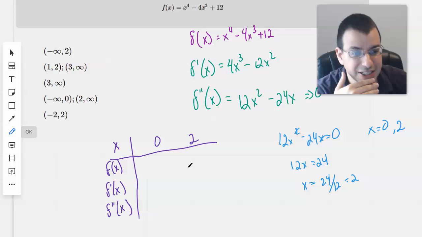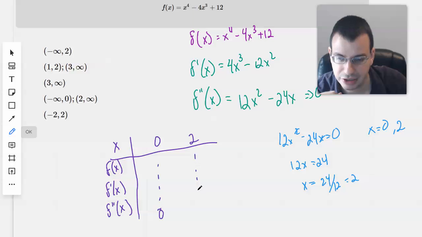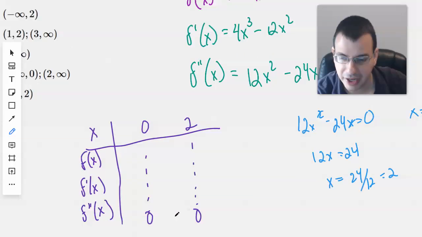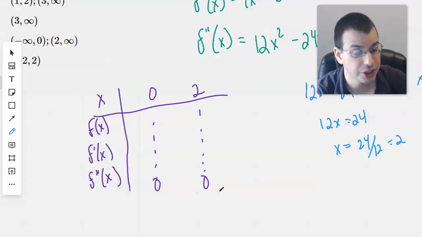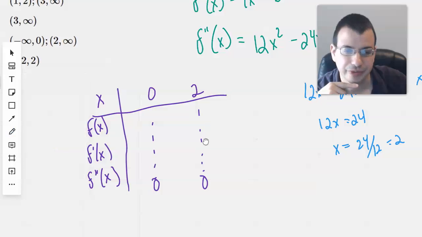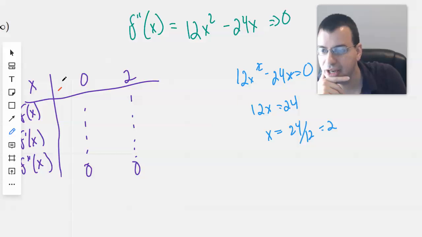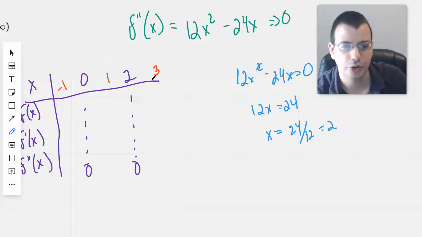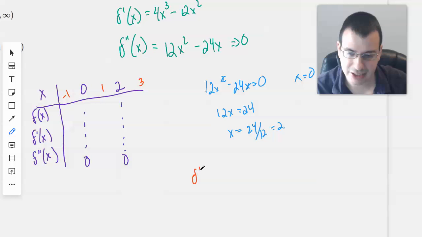Now we want to test. We know that these points both give 0 when we plug them into the second derivative, because we just found that. So now we want to find out if it's concave up or concave down between these areas. We've got 3 points we'd like to test. Orange. We'll start with, let's say, -1. So we'll do -1, 1, and 3. I chose nice, easy numbers that would be easy to calculate.